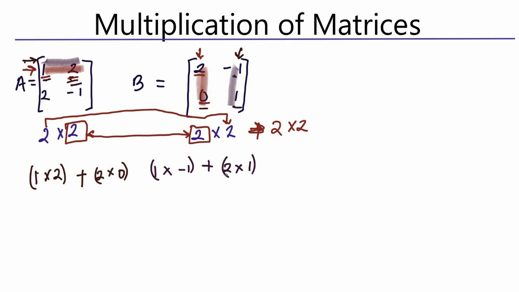Now, when we are done multiplying the first row with all the columns that exist in the second matrix, then we move to the second row. So for this case, we are going to have 2 multiplied by 2. So we have 2 times 2. We add this to the same row, minus 1 multiplied by 0. So we have minus 1 multiplied by 0.